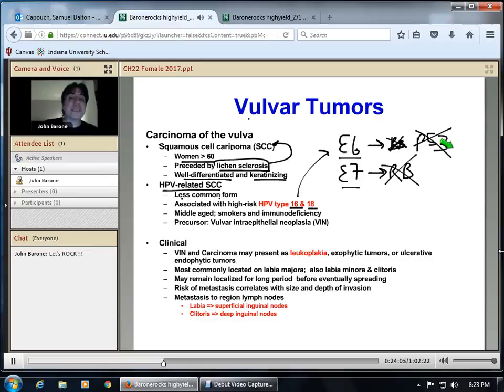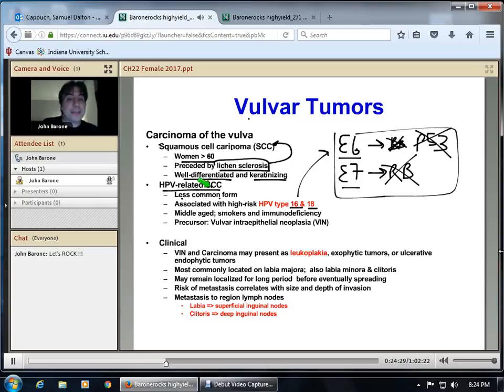And if I were to ask a board question, I want mechanism. So this is what I'm going to ask about. So learn it once, 16, 18, 31, 33, they're high risk of cancer because they have viral oncogenes E6 and E7. E6 knocks out the guardian of the genome. E7 knocks out the governor of the cell cycle, the policeman, the roadblock, and you wind up getting proliferation, cancer.